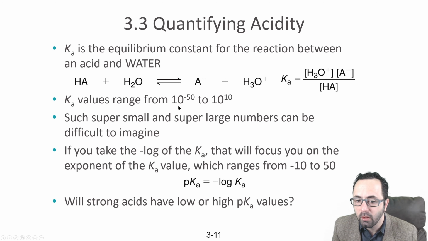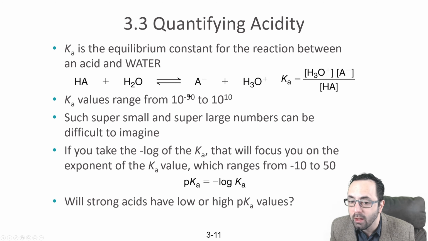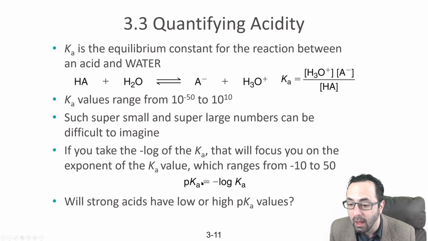So in terms of Ka values, they're always greater than 0. Sometimes they're less than 1, so they can go from around 10 to the minus 50 to 10 to the 10th power. This is a huge range of numbers, which is why we use pKa. It's just much more convenient in terms of numbers. These numbers are very big and very small, so they're not very convenient. So we take the negative log of the Ka, and we get the pKa.